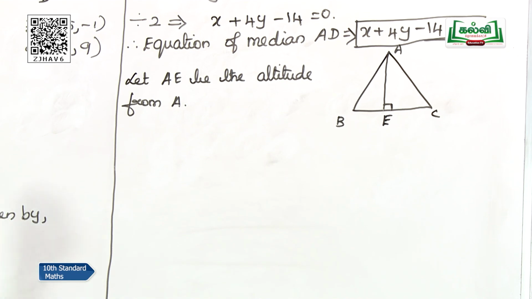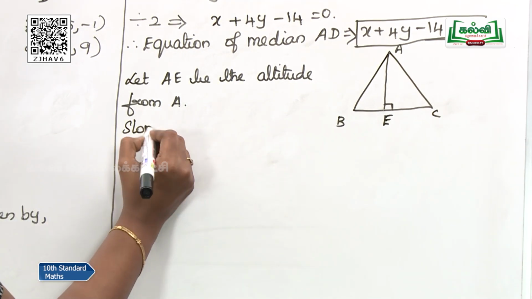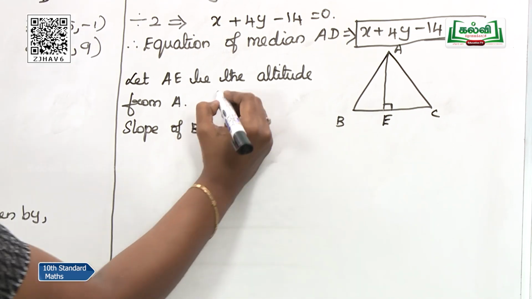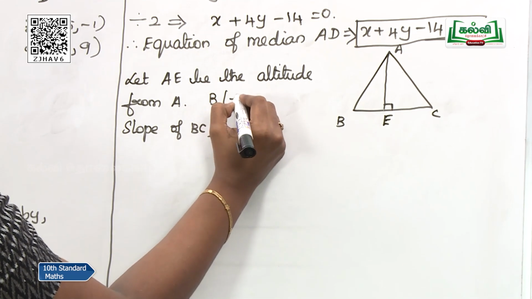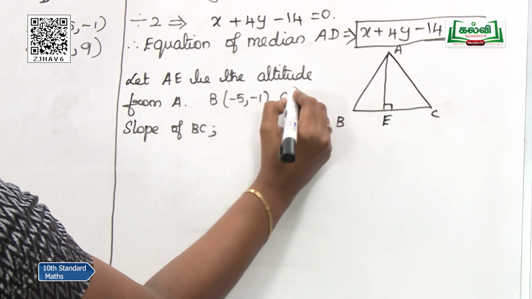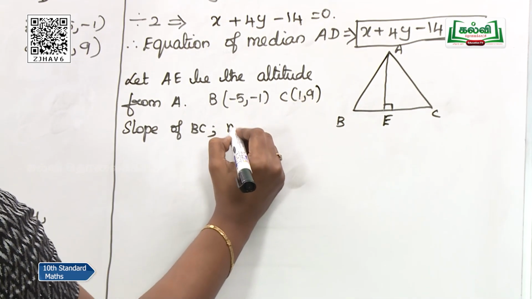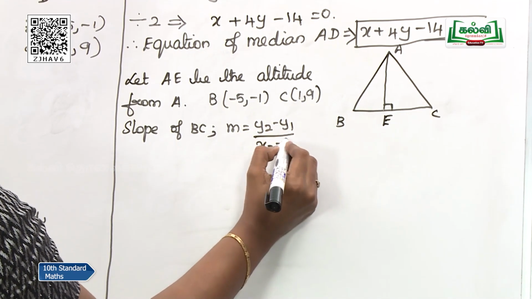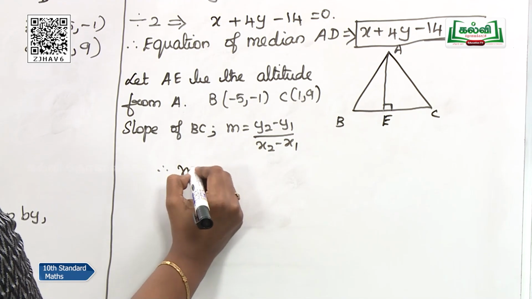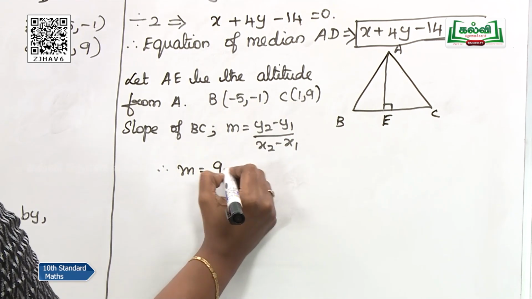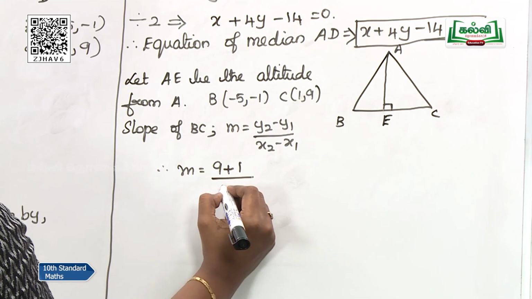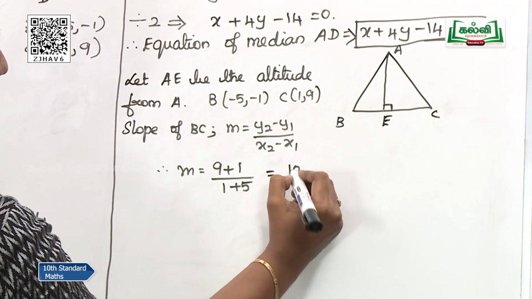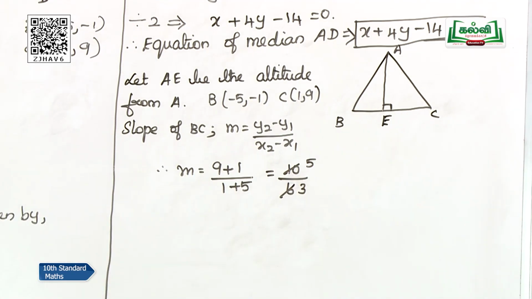So, first I will find the slope of BC. So, slope of BC. Now, what is your B? Here I will write B is (-5, -1) and C is (1, 9). So, what is the formula? (y2 - y1)/(x2 - x1). So, therefore, m is equal to 9, negative into negative will give you positive, again 1, negative into negative will give you positive. So, I get 10 by 6. When I cancel, I get 5 by 3.